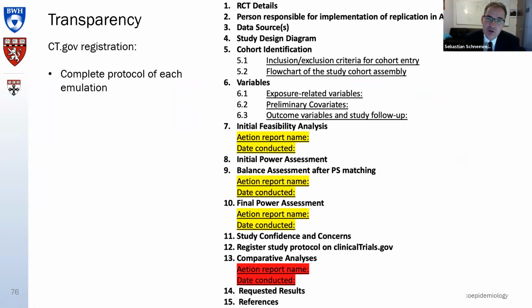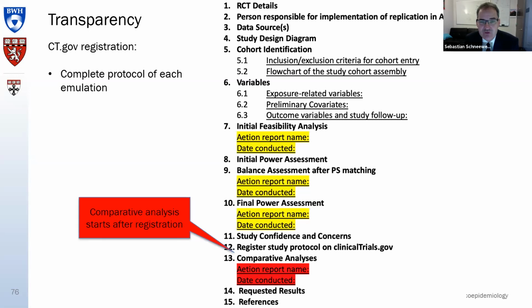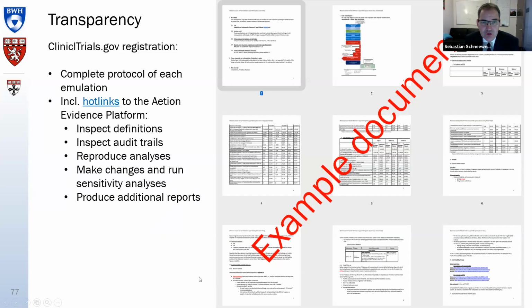This is the structure of the document that we are depositing on clinicaltrials.gov. Steps 1 through 12 are really all activities that happen before the comparative analysis starts at step number 13, where we then run the analysis that was predefined and deposited at clinicaltrials.gov. Here's an example of the document that is deposited.